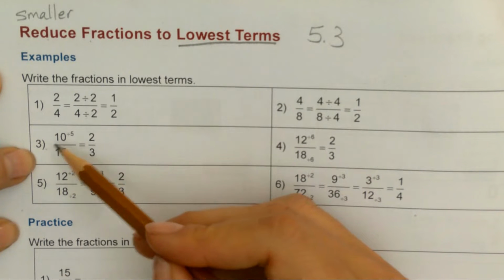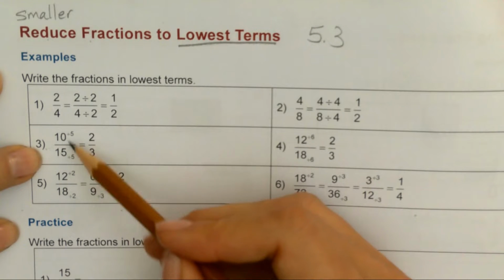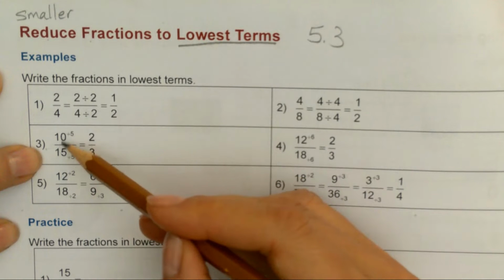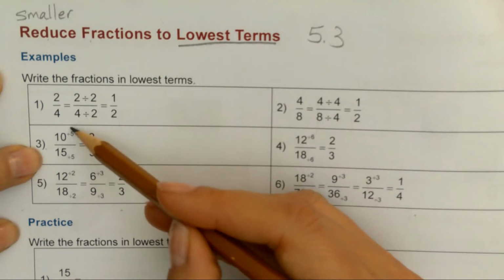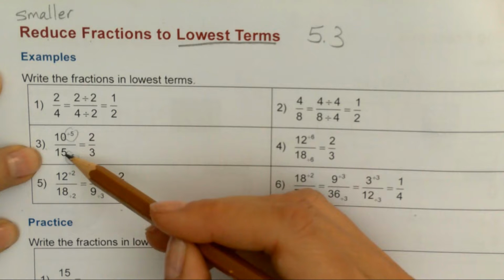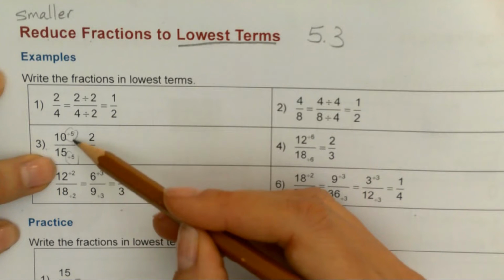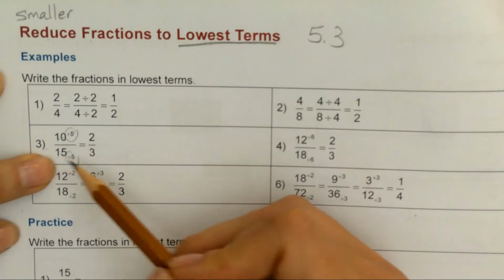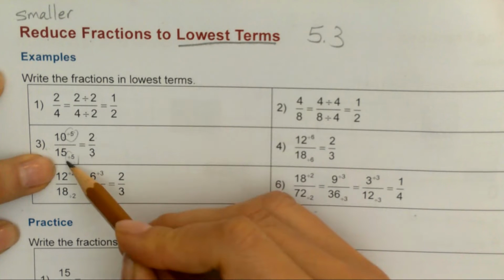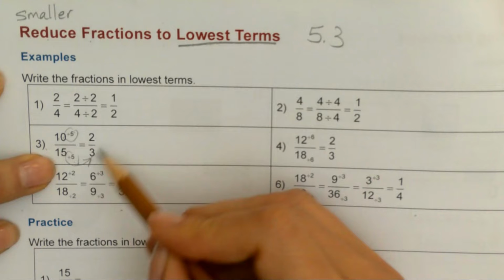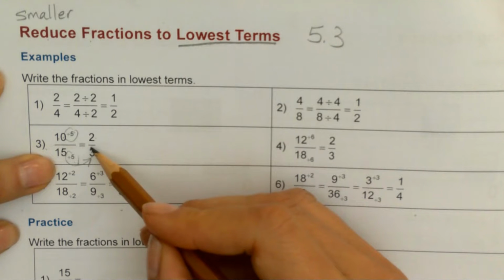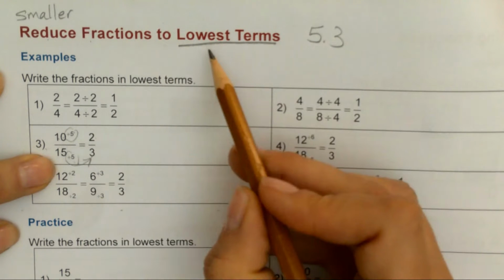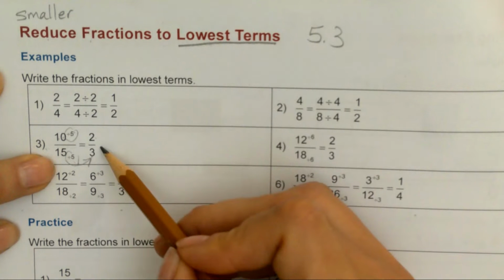So 10 over 15. Can I make that smaller? Yeah. This ends in 0, this ends in 5, so I can divide the top and the bottom, the numerator and the denominator by 5. Has to be the same number. 10 divided by 5 is 2. 15 divided by 5 is 3. So I've reduced this fraction. Can I make it any smaller? No. So that means I've reduced it to the lowest terms because it cannot get any smaller.